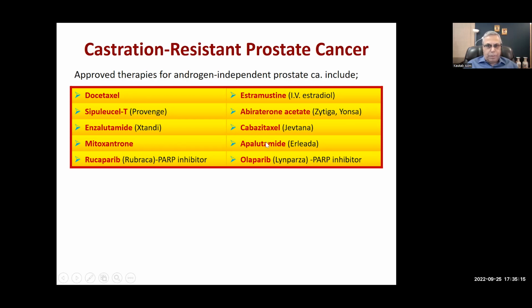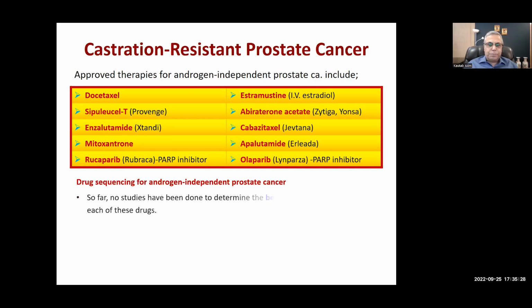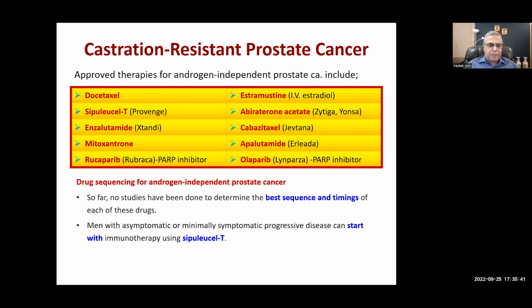And mitoxantrone, and then the PARP inhibitors. You know, PARP enzyme is a DNA repair enzyme, okay? So they inhibit that enzyme. Right. So that is the drug sequencing for androgen-independent prostate cancer. We don't know the optimal sequencing and timings.